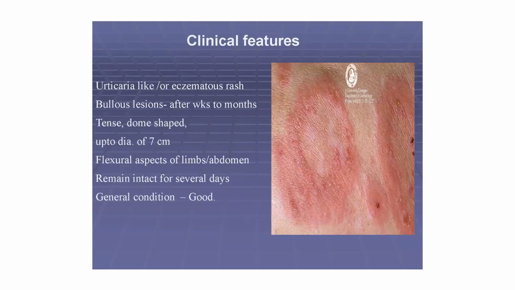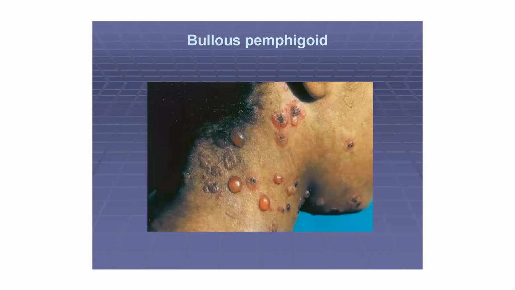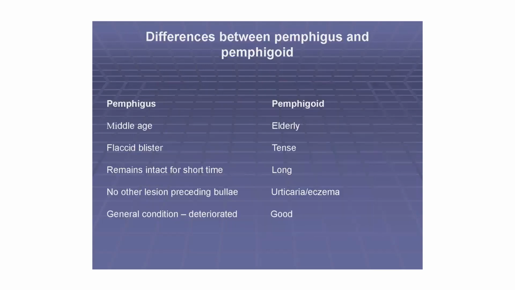Clinical features of this is bullous pemphigoid, urticaria or eczematous-like rash. Over this, the bulla develop, which are tense dome shape, because this has subepidermal bulla. The issue is in the hemidesmosomes. The overall generalized condition is good. This is a picture of bullous pemphigoid. These are the differences.